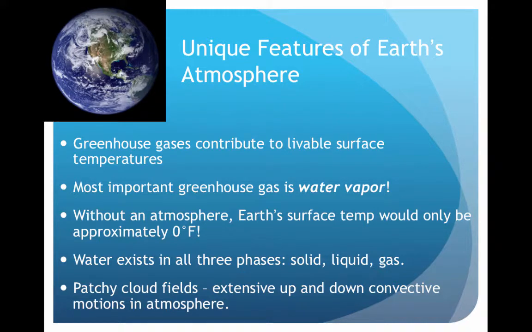Water, by the way, is one of the most important greenhouse gases. Water exists in all three phases, solid, liquid, gas. You can find it in each of those phases all over the planet. We have lots of patchy cloud fields. You notice when you look at these photographs of the Earth from space, there's always a large amount of white. Those are the clouds that are always in the atmosphere. That's drops of water.